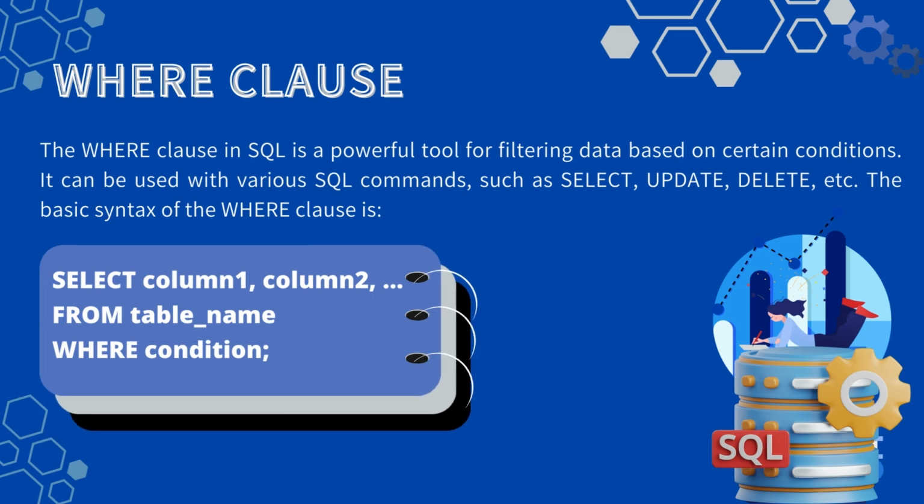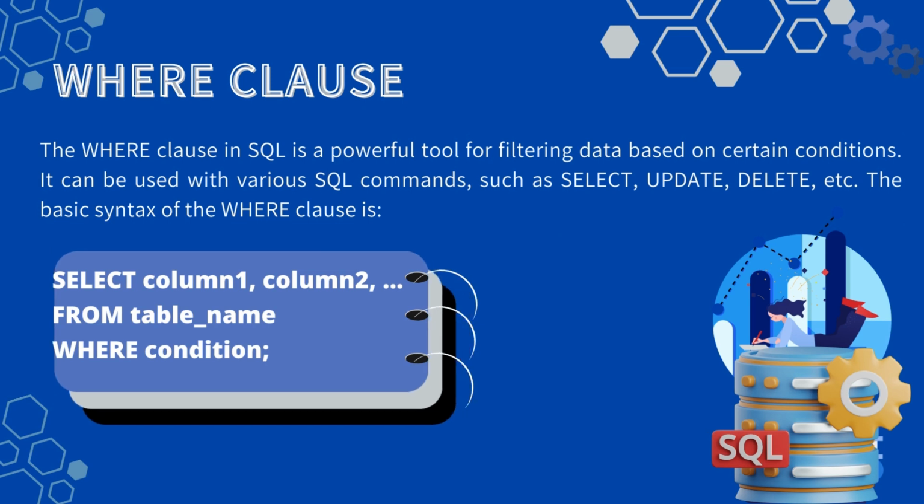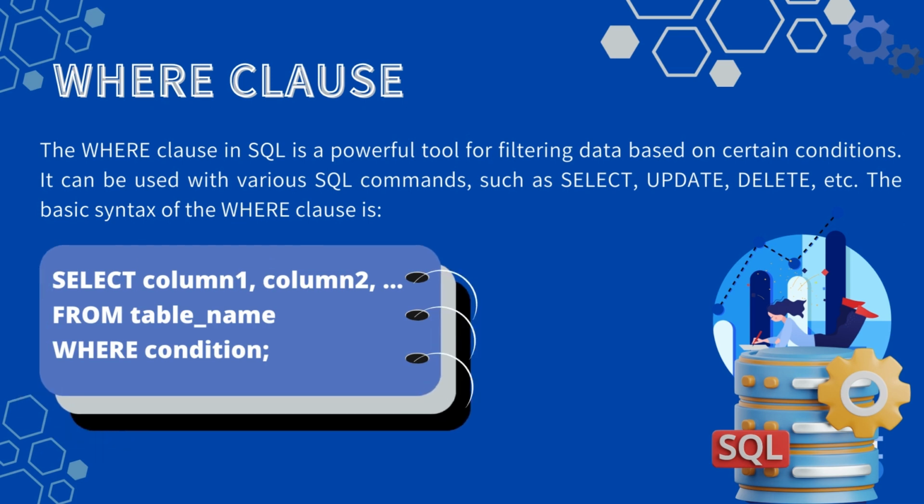For example, I want the data of employees who have a salary greater than 50,000. So I will write SELECT star FROM, if you want to select all the columns, or you can specify the column names if you want, FROM table name. For example, my table name is employee, so SELECT * FROM employee WHERE salary > 50,000. Here we use WHERE to apply the condition in SQL. I hope it is clear to everyone.